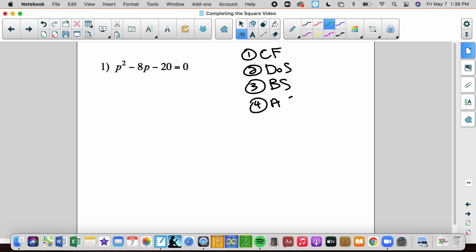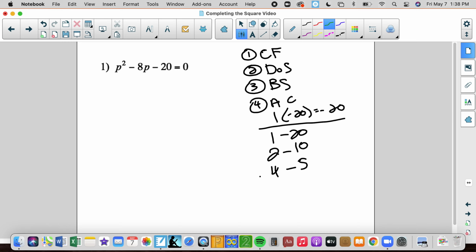Can we use A times C? Yeah, A is 1, C is negative 20. Let's find factors of 20: 1 and 20, 2 and 10, 3 no, 4 and 5. Signs are different, and the bigger is going to be negative. So 1 is positive, negative 20, and so on. Which one is equal to my middle? Negative 8. So this becomes p squared plus 2p minus 10p minus 20 equals 0.